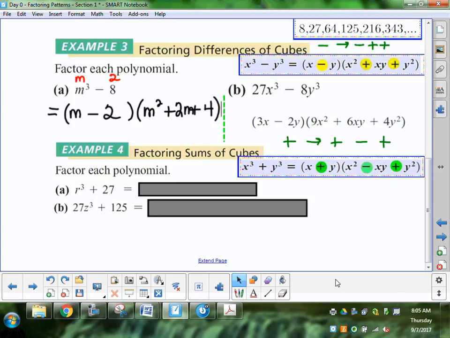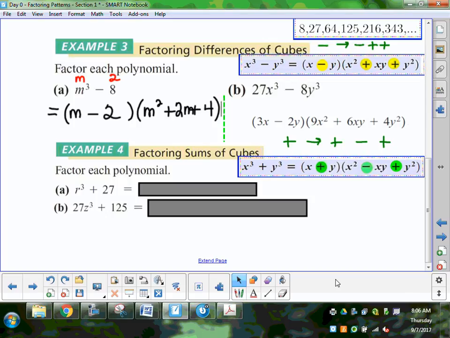So if we were to do this one out, we'll do A together. I've got the sum of perfect cubes. The cube root of the left is going to be an r. The cube root of the right is going to be a 3. Who can tell me what our binomial for this factorization would be? What's the binomial on this going to look like? We're getting there.